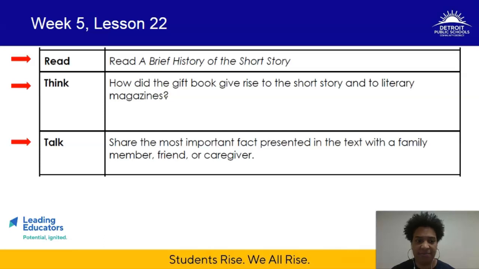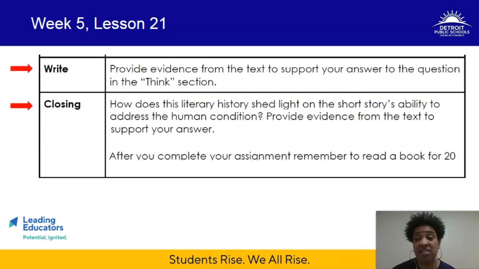That is our routine. After you do your read, think, and talk, you're going to move on to the write and close for today. And in that write, you're going to do what I just said. You are going to provide evidence from the text to support your answer to the question in the think section. Always making sure that you're citing evidence. And then in your closing today, you're going to address the guiding question. How does this literary history presented in the article shed light on the short story's ability to address the human condition? Always making sure you're providing evidence from the text to support your answer.